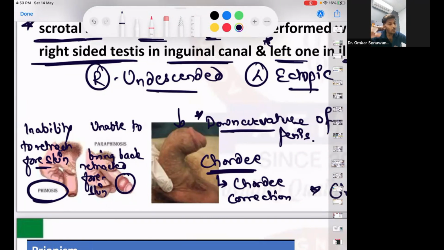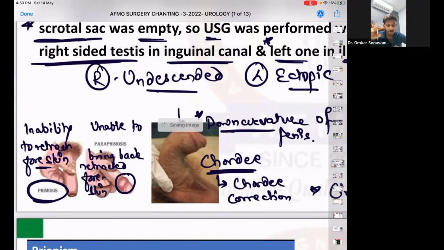So till 3 to 4 years of age, very good. Till 3 years of age usually, phimosis is physiological, or phimosis is normal. But after 4 years of age, phimosis would be abnormal. The most common cause is usually balanoposthitis, inflammation of your glans penis. That is what is called as balanoposthitis.